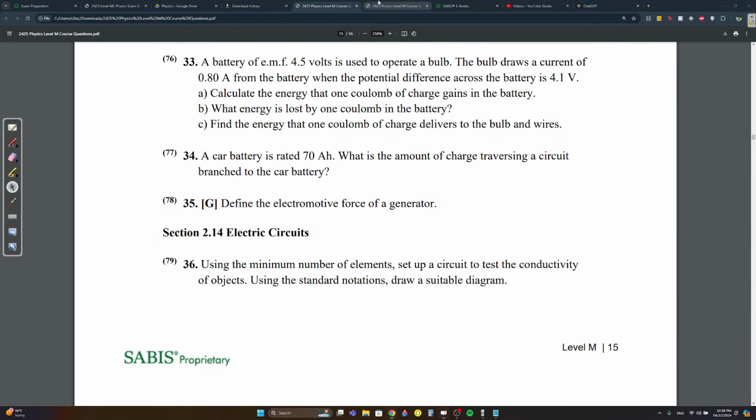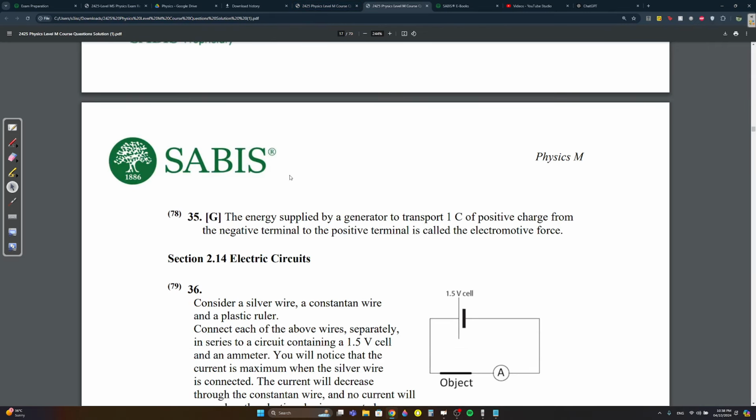Define the EMF of an electric generator. This is very important because it comes in the exam. The EMF is the energy supplied by a generator to transport 1 coulomb of positive charge from the negative terminal to the positive terminal. That is what we call electromotive force.